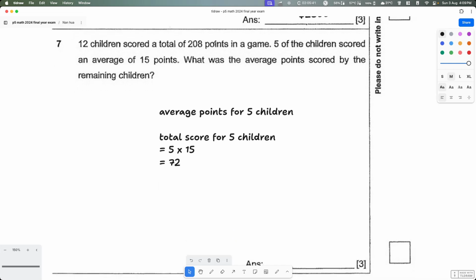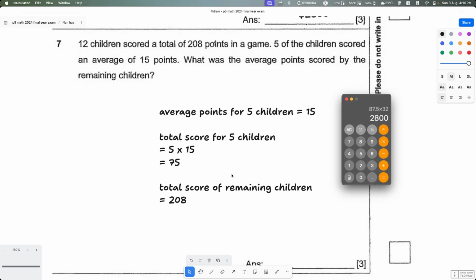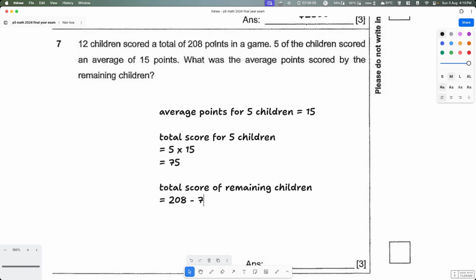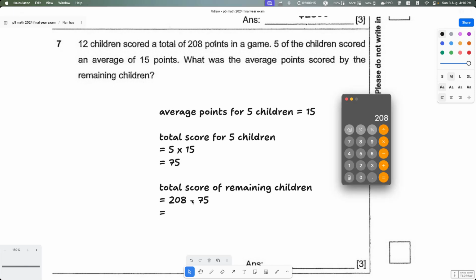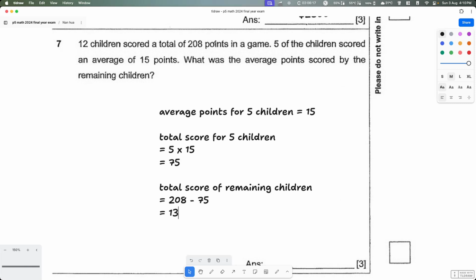Okay, next one. So 72 is the total score. Then total score of remaining children, this one is equal to 15. Okay, total score of remaining children is equal to 208. Right, 15 times 5 is 75. Double confirm, 5 multiplied by 15, 75. Okay, 208 minus 75. This will give us how much? 208 minus 75, 133.